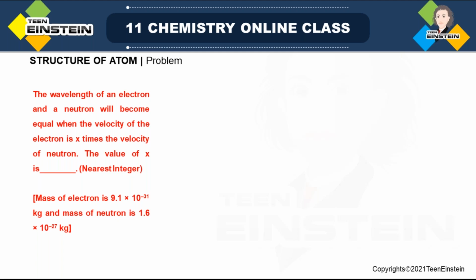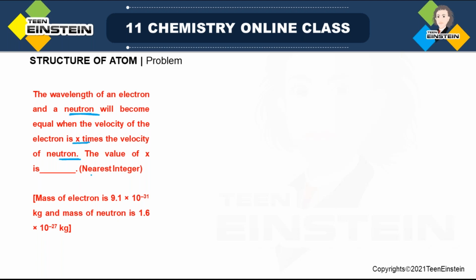Next question. The wavelength of an electron and that of a neutron, it will be equal when the velocity of the electron is x times the velocity of neutron. So there is two particles. One is electron, it has particular wavelength, it has particular velocity, and there is another microscopic particle, which is neutron. It has particular velocity, it has particular mass. Now it is saying that their wavelength will be same under that condition when the velocity of electron is x times that of the velocity of neutron. You have to find the value of x. How many times the velocity?